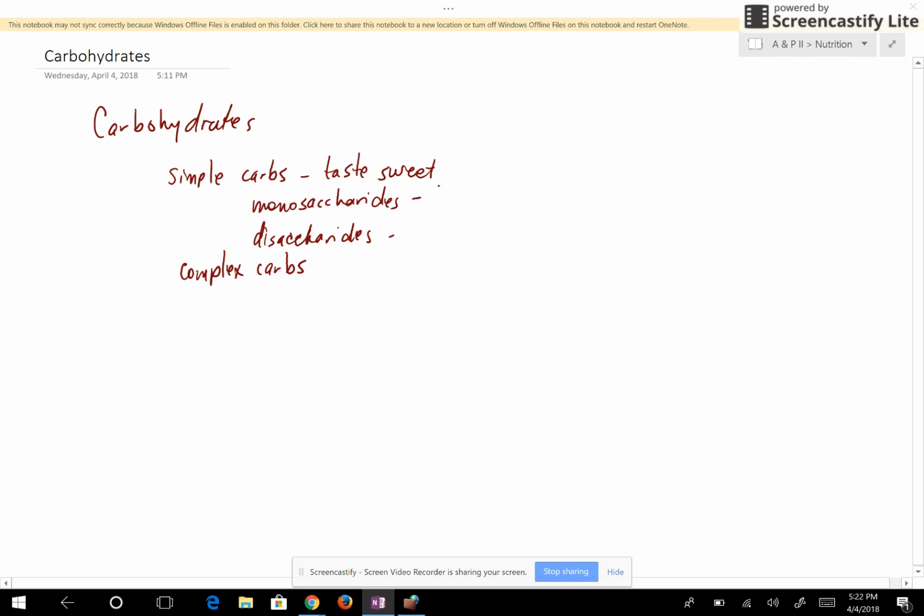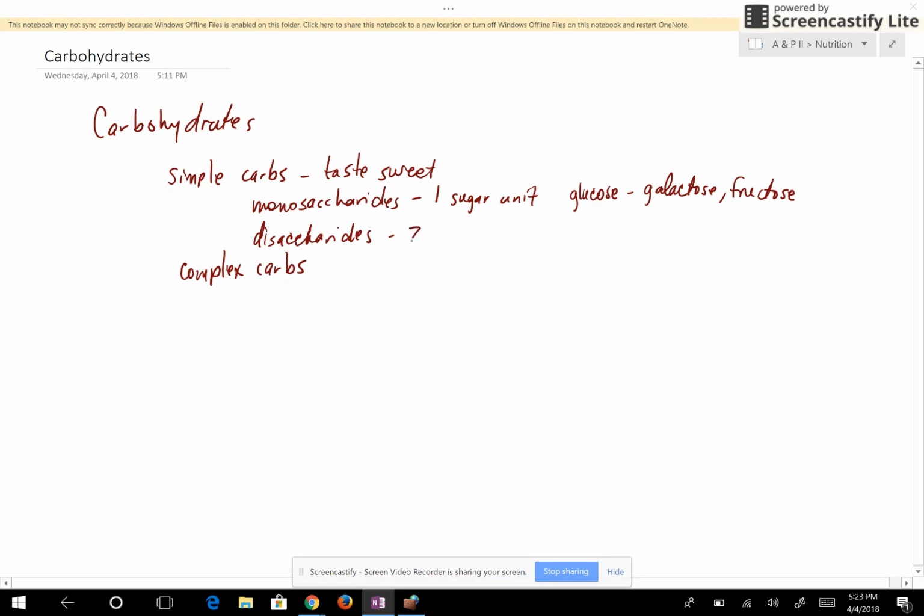Okay, monosaccharides means that it's one sugar unit. An example of a monosaccharide would be glucose. Another example would be galactose. And a third example is fructose. All of those are 6-carbon sugars. All those sugars can be anywhere from 4 to 12 carbons long.